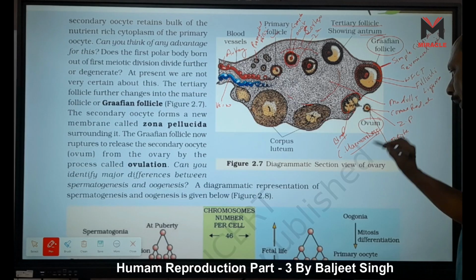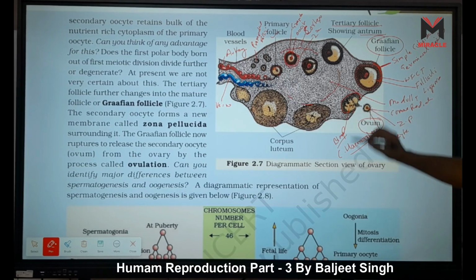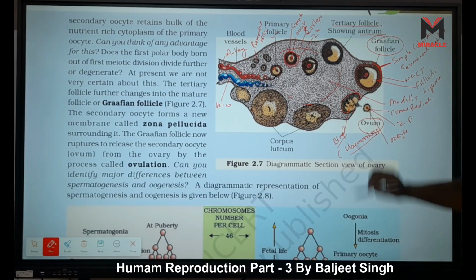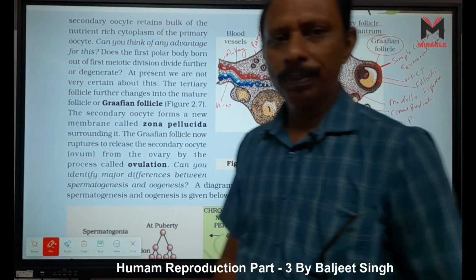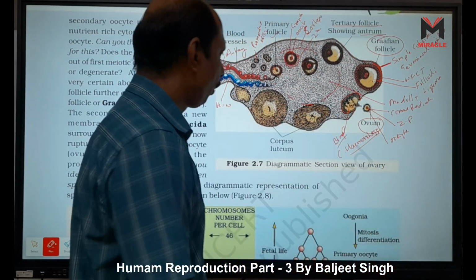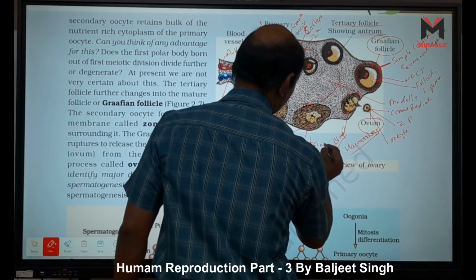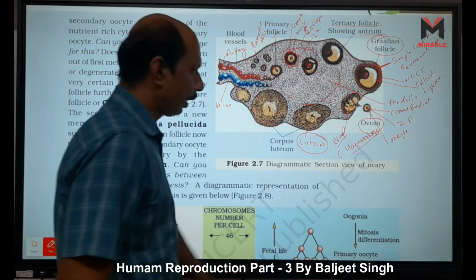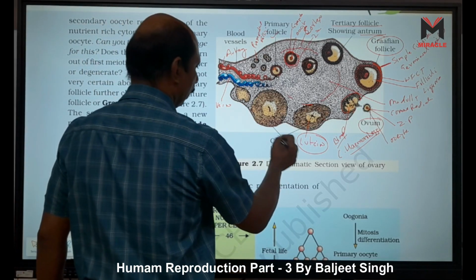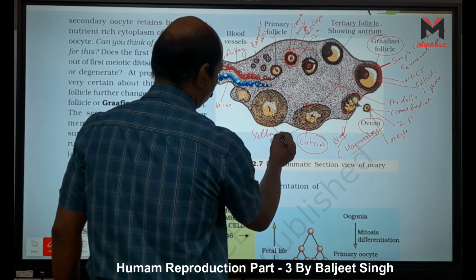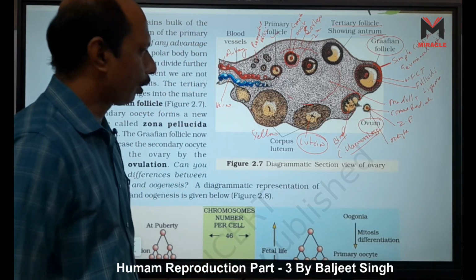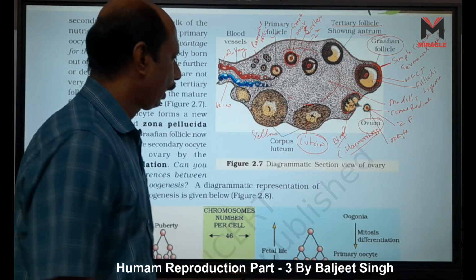Corpus hemorrhagicum. After that, what happens? These cells become yellow in color because they produce lutein. Which protein? Lutein protein, because they contain lutein protein and they are yellow in color also. They are called the corpus luteum.